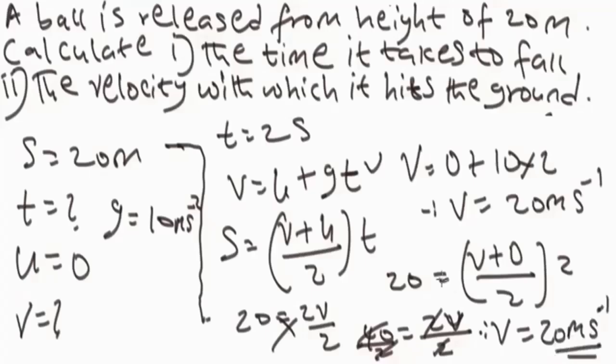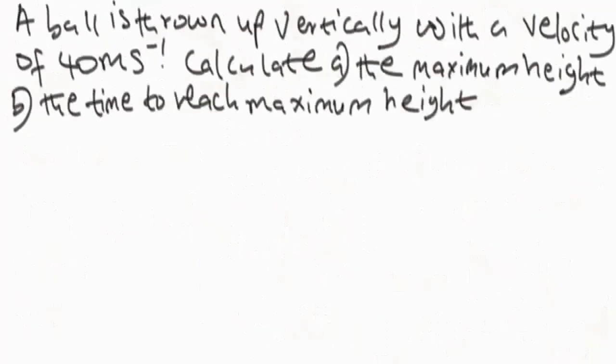Now let's solve one more example under this before I call it a class. Okay, look at this question. It says a ball is thrown up vertically with a velocity of 40 meters per second. Calculate A, the maximum height, and B, the time to reach maximum height. Solution. Remember, this is a motion under gravity, because the ball is thrown up. Now it's going against gravity because it's not falling, it's going up. Remember what I told you initially when I was starting this video. Since it's going against gravity, that means our g will be negative.